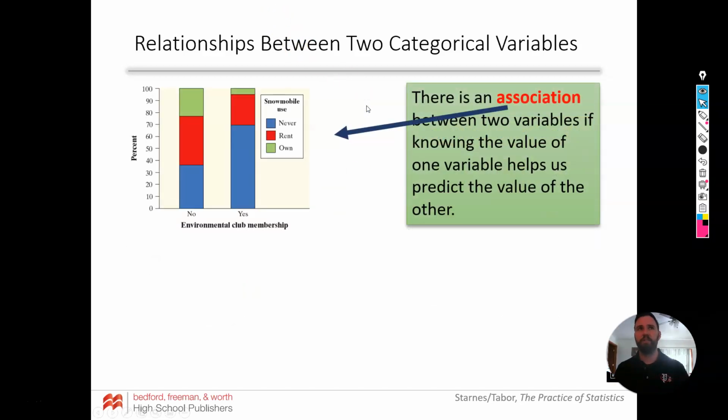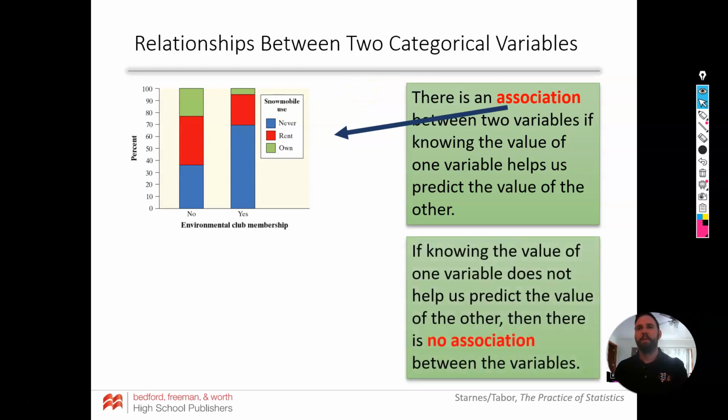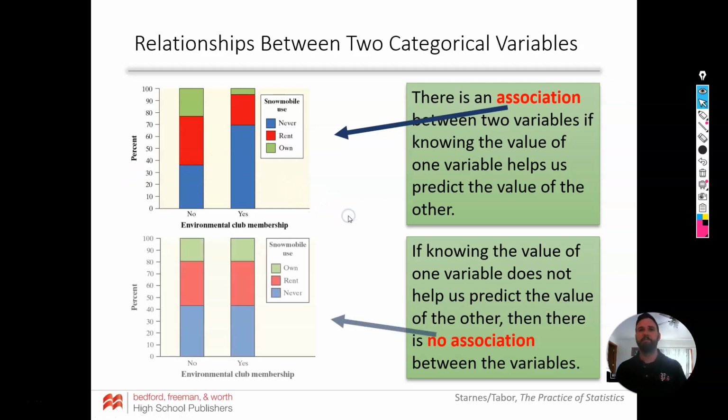There's an association. Can we show causation? No, but there is an association. Now, if they look the same, we'd say there is no association between them. We're going to spend all year doing this stuff. So association means they're different. No association means the bar graphs wouldn't be different. They look the same. Like this, that's no association. They look the same.